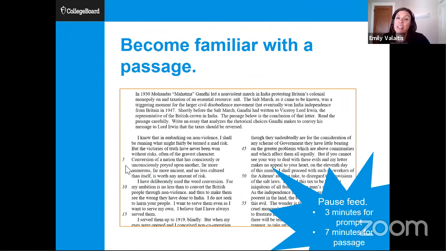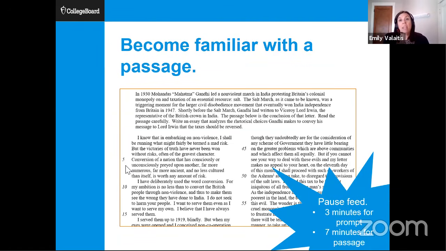So in your resources, again, in the show more portion of the description of this YouTube video, you'll have access to a folder. And in that folder, you'll see something labeled 4-21 prompt for lesson. I want us to spend just a little bit of time looking at samples from the 2019 free response question. It's a letter that Gandhi wrote to Lord Irwin, trying to remove taxation on salt in India and ultimately grant India independence.